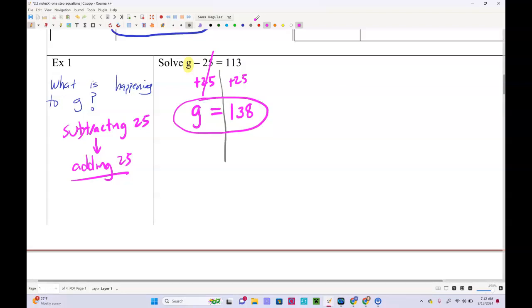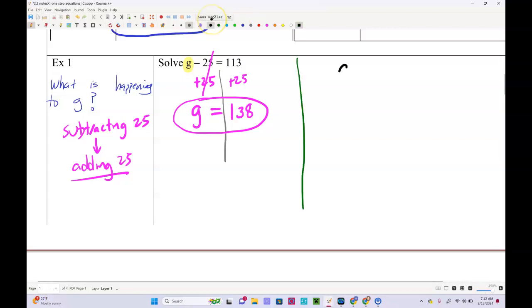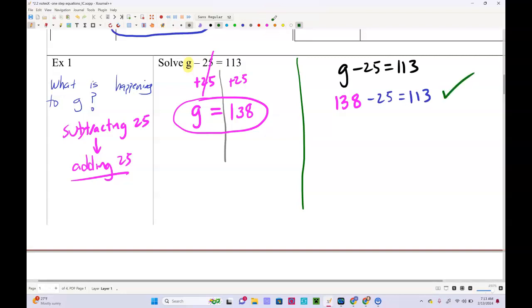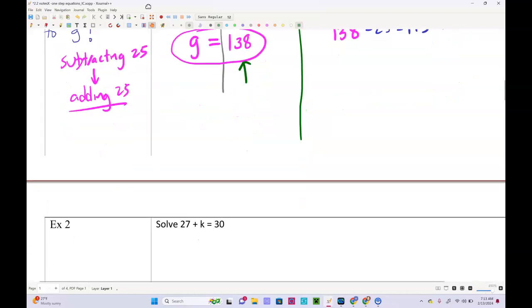There's my answer. If I wanted to check my answer in any equation, look, I have g minus 25 equals 113, and if I take my answer, g is 138, and plug it back in, it better make sense. So if I take 138 minus 25, is this true? And the answer is yes. 138 minus 25 is 113, and I know this is my answer to my equation. So that's all we're doing with a one-step equation: we're taking one step, doing one thing to both sides of the equation to get my variable by itself. And that's it.